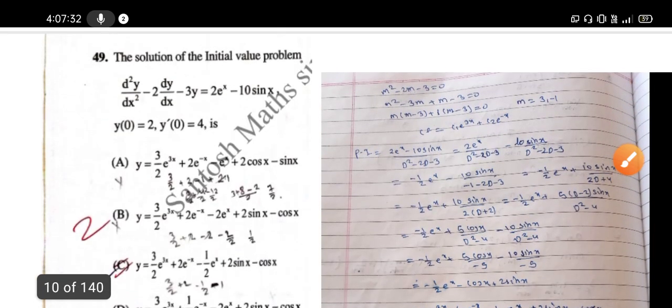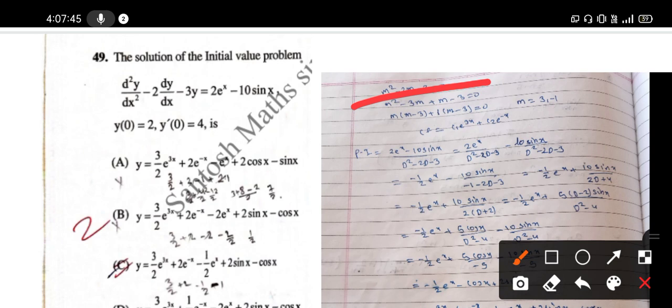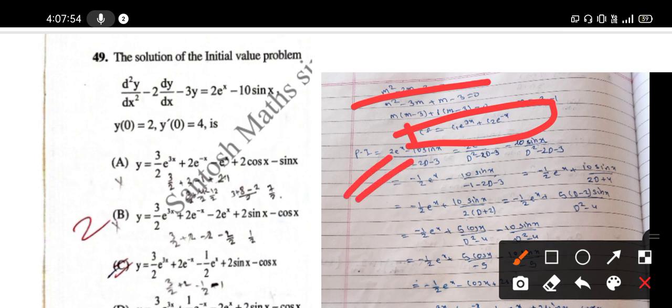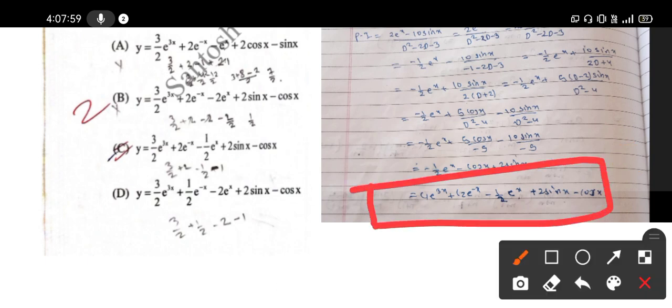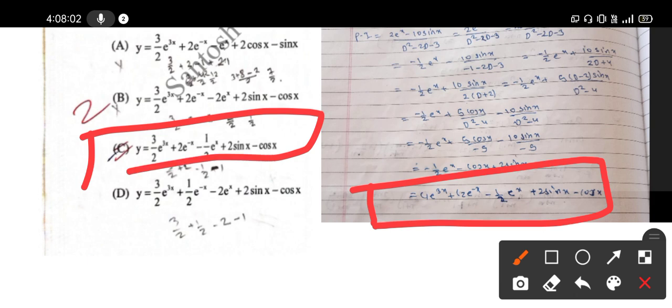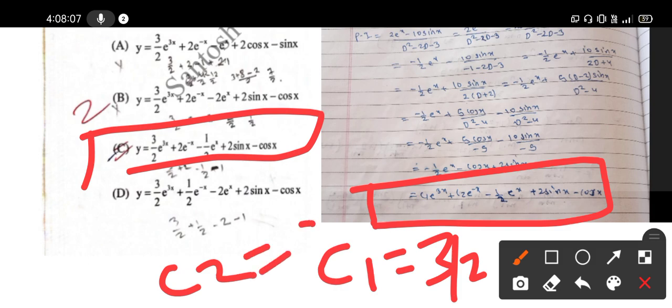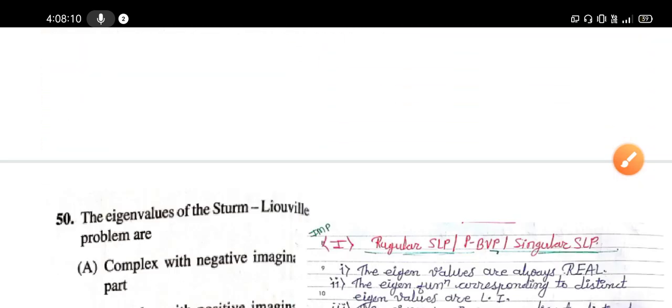The solution of the initial value problem d²y/dx² − 2 dy/dx − 3y = 2e^x − 10 sin x. Here a condition is given, and this is a differential equation. Put m² − 2m − 3, and here we get roots 3 and −1. Put this value, find the particular integral, and finally we get the general solution. So option C is correct. Here C1 is 3/2 and C2 is 2. So option C is correct.